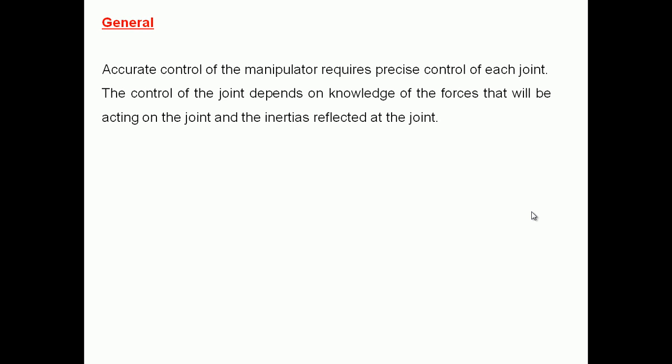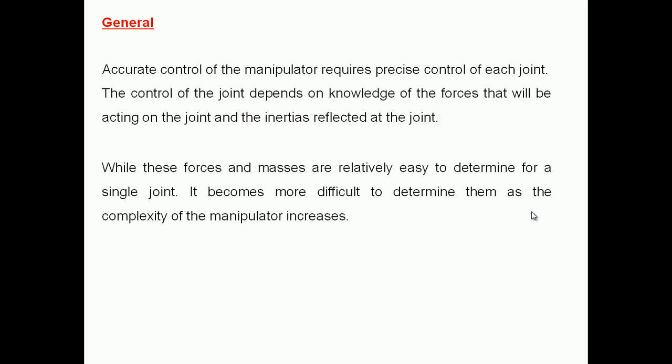So, general things. Accurate control of the manipulator requires precise control of each joint. The control of the joint depends on knowledge of the forces that will be acting on the joint and the inertia reflected on the joint. These are very important parameters, so I want to give it as a general note. While these forces and masses are relatively easy to determine for a single joint, it becomes more difficult to determine them as the complexity of the manipulator increases. Hope you understand, 2 degrees of freedom is very simple compared to multiple degrees of freedom.